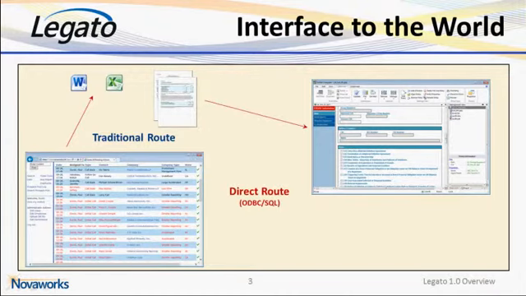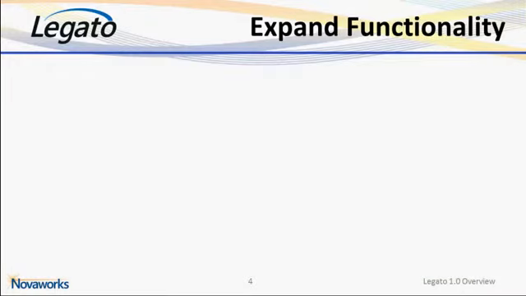With Legato, we can establish a direct route for certain functions using ODBC or Open Database Connectivity through SQL. This allows us to take data directly into GoFiler to build complex tables. Legato will also allow you to expand existing functionality of GoFiler.